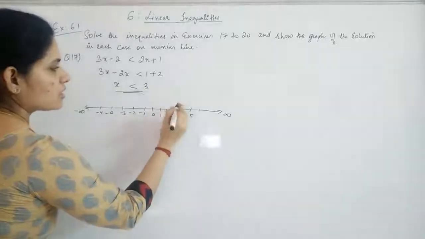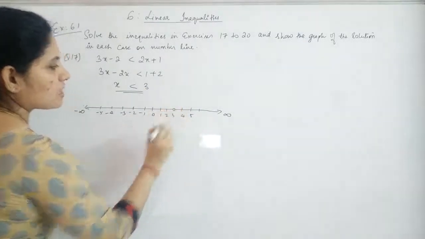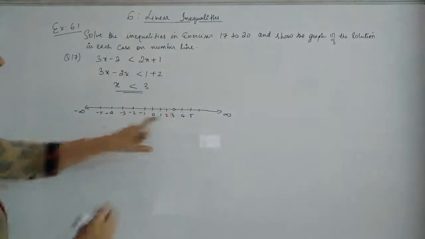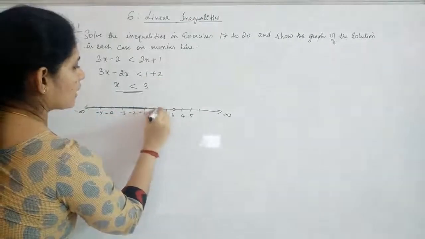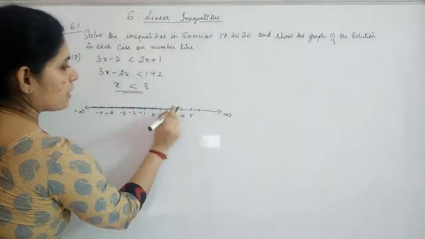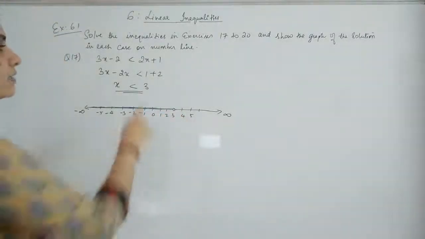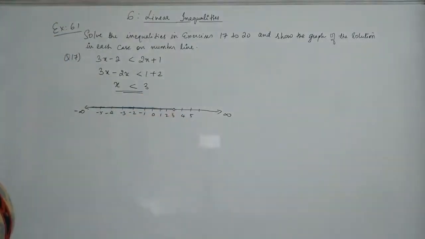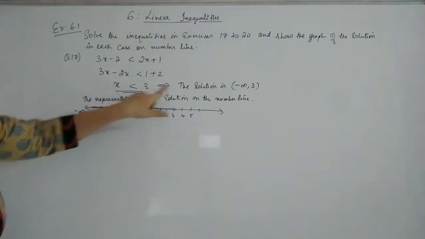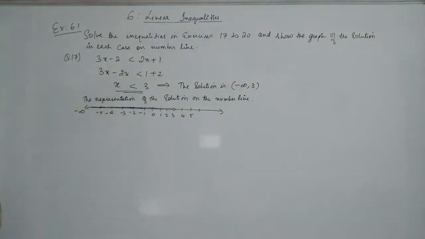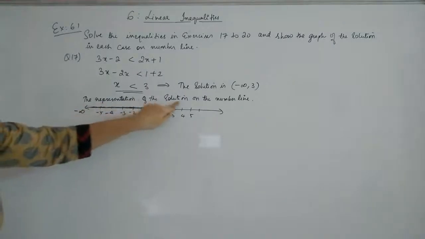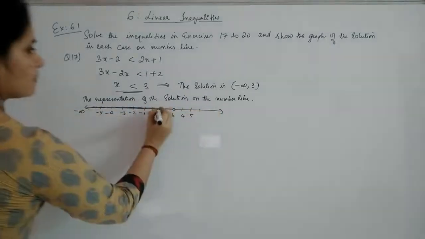So you have to make a hollow circle at 3, and then the remaining part you have to just darken. On the number line you darken, and here you make a hollow circle which indicates that 3 is not a value of x. Okay, so this is the number line solution of the inequality x less than 3. So x less than 3 is represented as the solution minus infinity comma 3, where 3 also has an open bracket, and this is the representation of the solution on the number line. Okay, right?